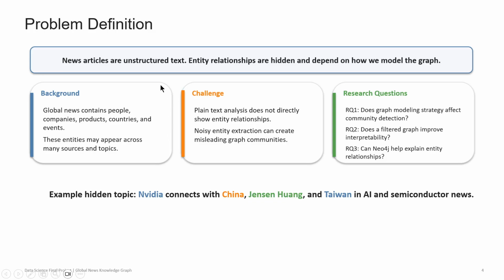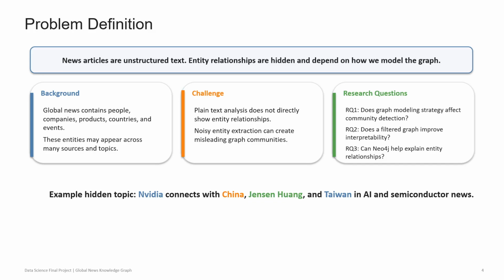News articles are usually unstructured text. So the first problem is that the entity relationships are hidden in text. The second problem is that named entity recognition is not perfect. Since we are working with technology news titles, some terms can be misclassified. For example, a general-purpose NER model may classify NVIDIA as a location or classify GPU as a person.